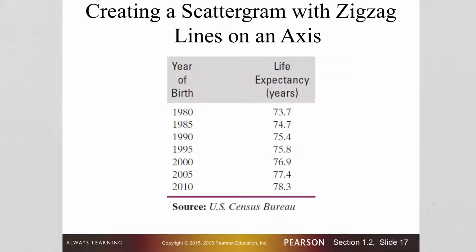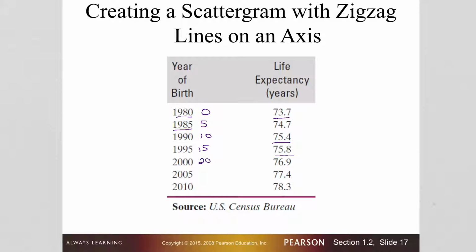Here's the data. Year of birth is 1980. The life expectancy was 73.7 years. In 85, which by the way would be T is 5, this would be T is 0. The life expectancy is 74.7. 1990 is 10 years after 1980, and the life expectancy is 75.4. 95 is 15 years, and the life expectancy is 75.8.